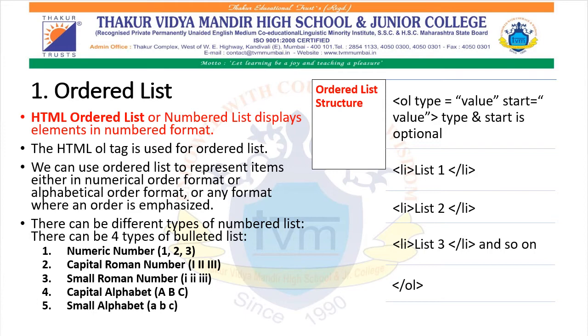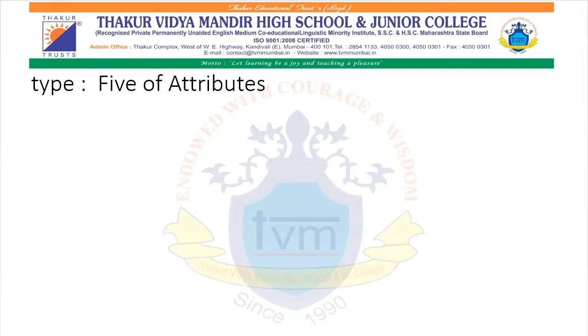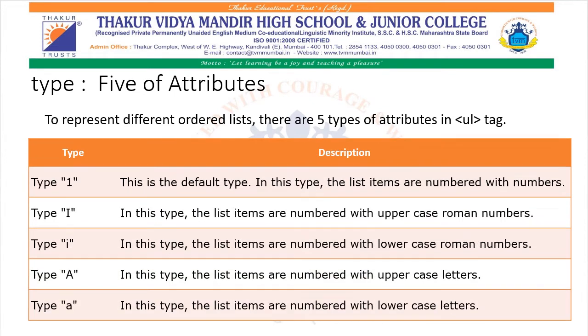The first type is type equals to numeric 1. This is its default type. The list items are numbered with numbers. The second is type equals to capital I. In this type, the list items are numbered with uppercase Roman numbers. Third type is small i. In this type, the lists are numbered with lowercase Roman numbers.